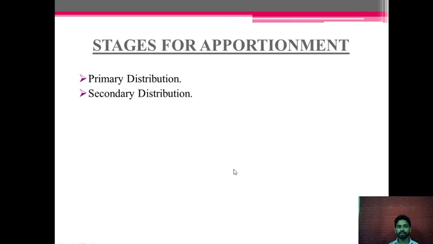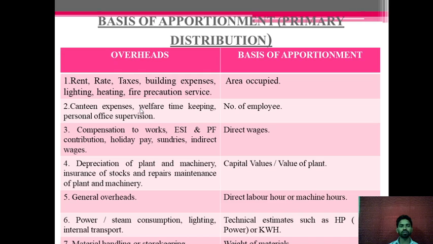The main thing is the stages for apportionment. There are two stages: the primary distribution and the secondary distribution. In the last class we saw the problems on the primary distribution. Now we will see the theory related to the secondary distribution.